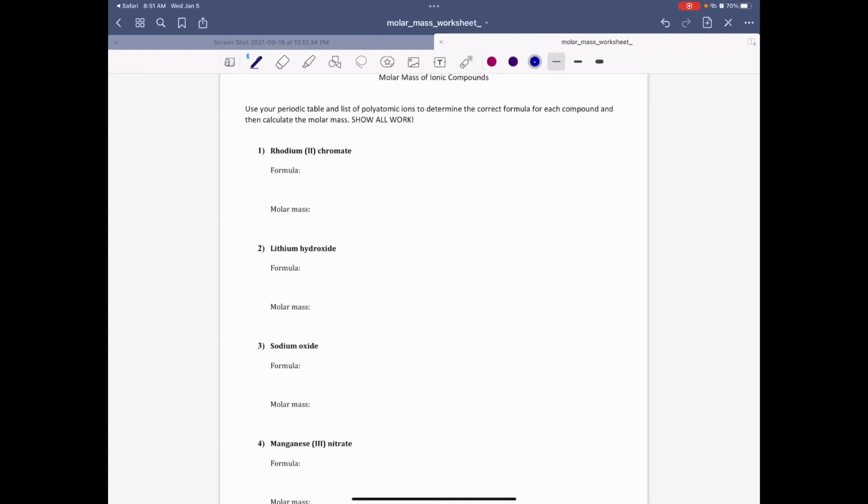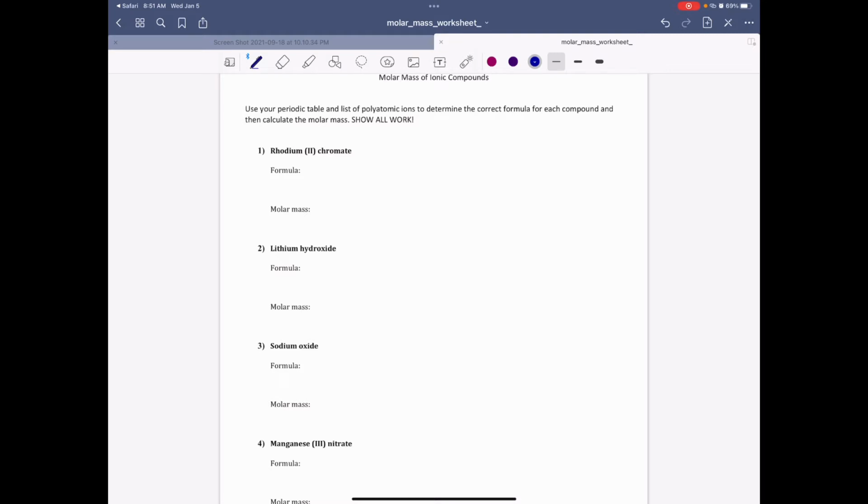Okay, so today I'm going to take you through how to do two of these questions from today's assignment. Here I give you the ionic compound's name, and it could have a polyatomic ion in it. And then it's your job to figure out the correct formula by balancing the charges on the metal and the non-metal.